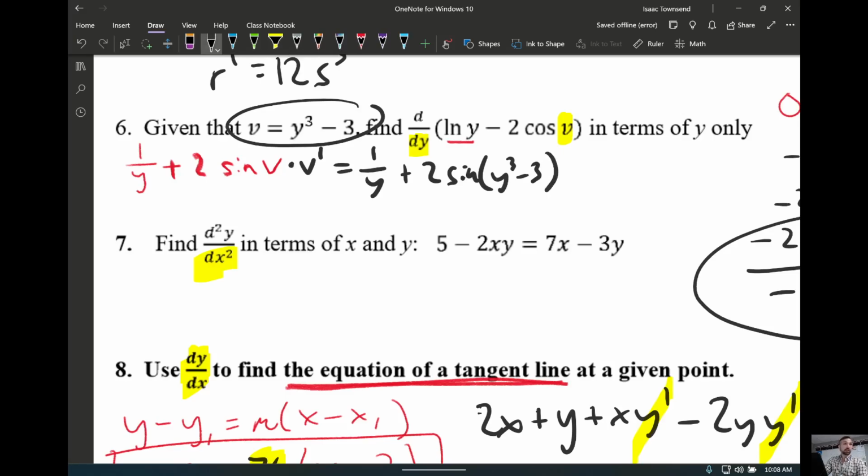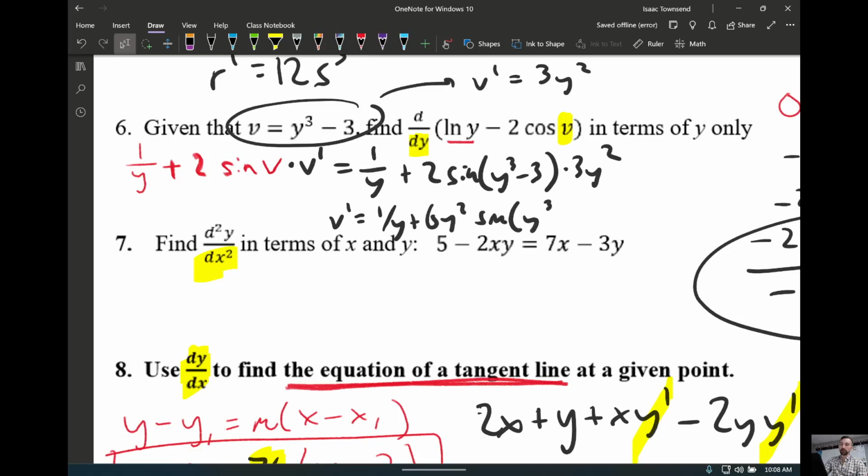And in place of v prime, I would need to take the derivative of v. So I would expect it to say something like 1 over y plus 6y squared sine of y cubed minus 3, something like that. Yep, and that's what they got.